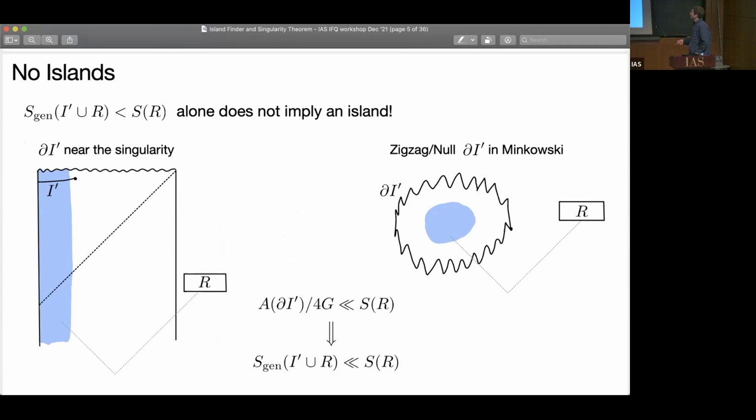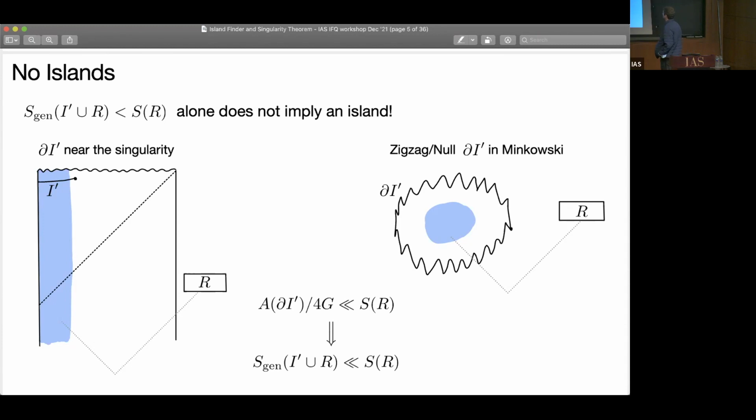That would be a little too quick, because hyperentanglement in general doesn't imply an island. The basic example of this is, for instance, an Oppenheimer-Snyder type geometry of a collapsing star. If the star has a lot of entropy, we can purify the entropy with a reference system. In the interior of the black hole, I can find a region I prime that encloses all of the star. But if I push the region I prime toward the singularity, the area of its boundary could become very small. Therefore, I can make I prime super hyperentangled. But I don't expect an island here.